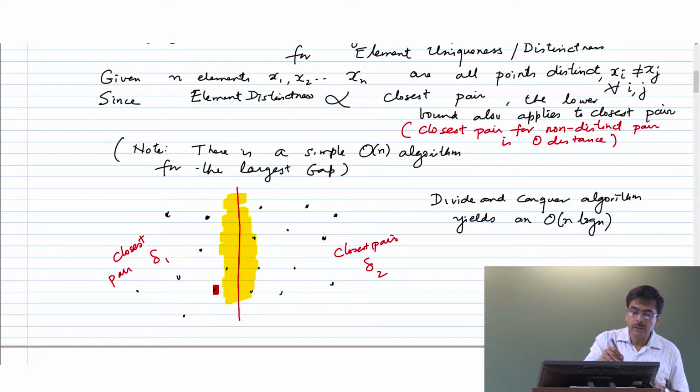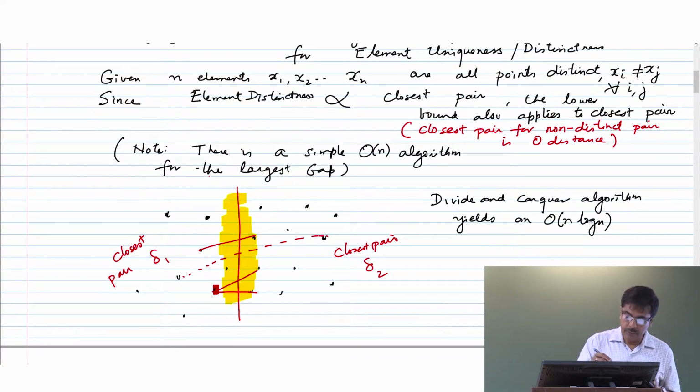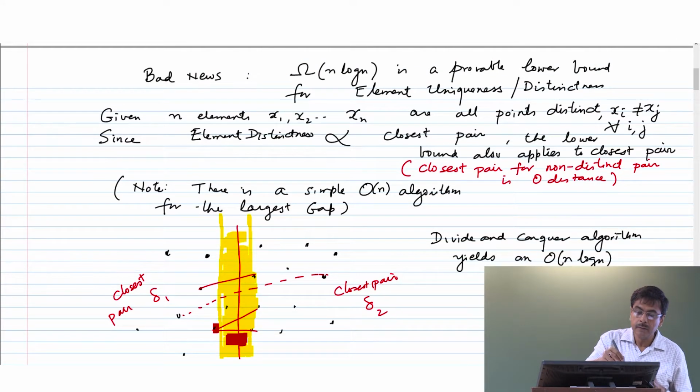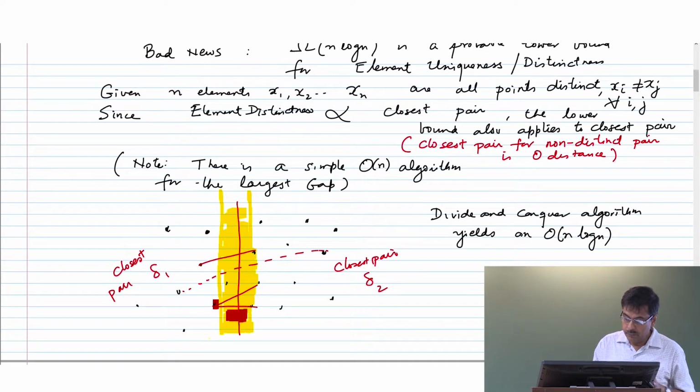I need to compare this point with this point, but probably this is not required. They are really far apart. Because it's delta 1 and delta 2, you can confine yourself to some boundary around this, some portion of some width, you don't have to go very far, right?